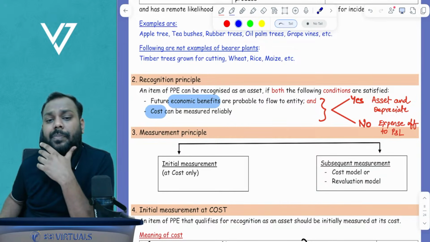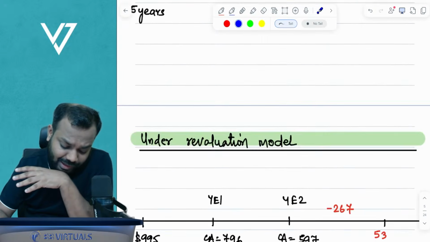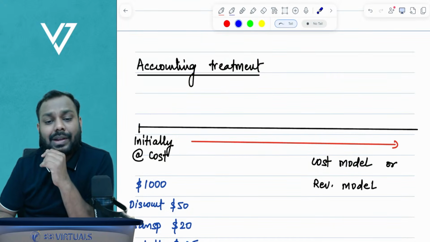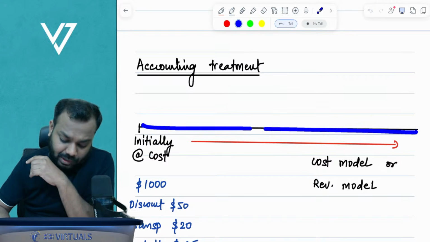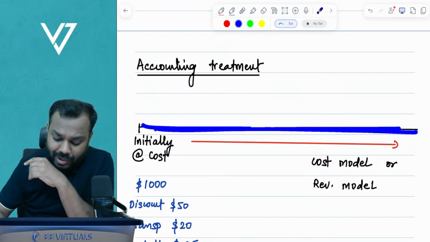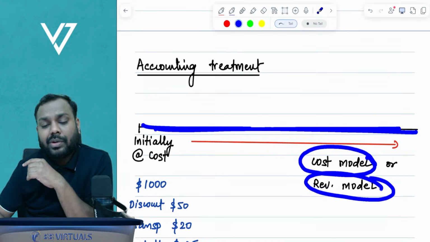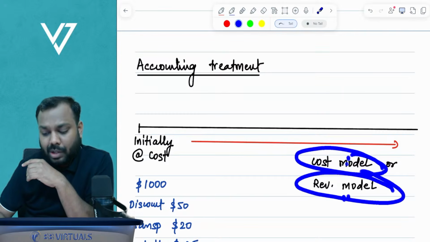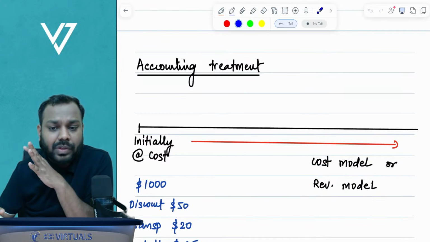Under the measurement principle, we discussed yesterday that initially an asset is recognized at cost, and subsequently we can measure it either under the cost model or under the revaluation model. It can be either of these two models.